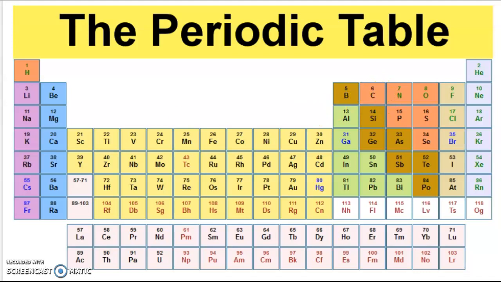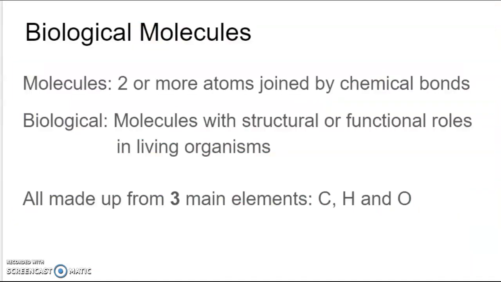When it comes to biological molecules, a molecule is just two or more atoms joined by chemical bonds, and biological is just anything that is alive. So a biological molecule is a molecule with a structural or functional role in living organisms. The ones we've been looking at over the last few lessons, carbohydrates, lipids, and proteins, are generally made up of three main elements. For carbohydrates, the first bit, carbo, is carbon, then hydrogen, and the 'ate' bit refers to the oxygen. So you could break it down like that.